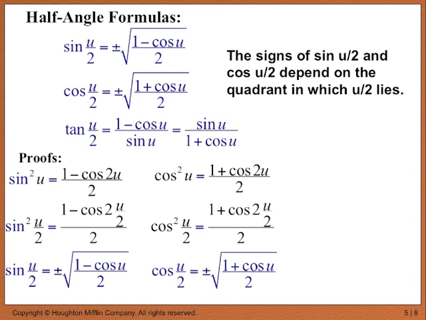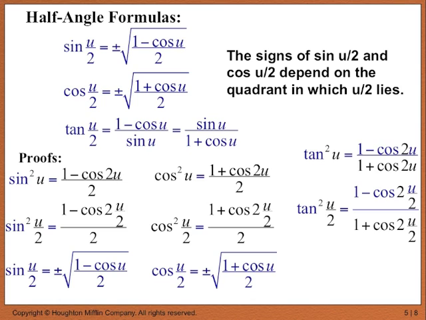Okay, and now the tangent half-angle formula. Tangent squared u equals 1 minus cosine 2u over 1 plus cosine 2u. This is just from the last screen. It's the power reducing formula for the tangent. And then we proceed. We simply replace u with u over 2. And finally, we end up with tan u over 2 equals plus or minus square root of 1 minus cosine u over 1 plus cosine u.